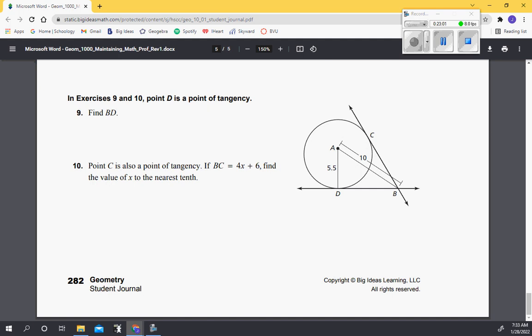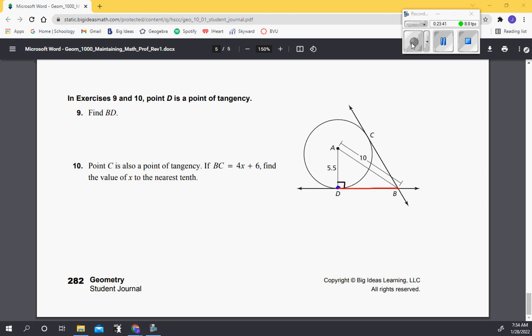And the last 2. In 9 and 10, they say point D is a point of tangency. It says find BD. So we want to find this length. Something I have not mentioned yet: the point of tangency, if we have a tangent line, it is a right angle with the radius.